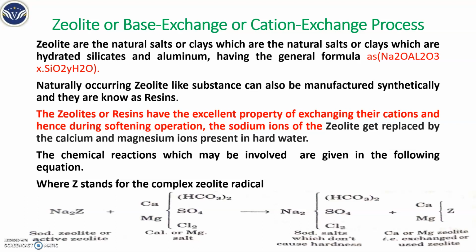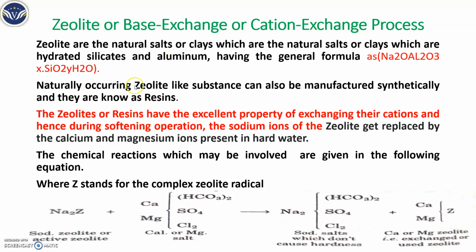So we are continuing the previous video itself. In the previous video we have seen the lime soda process for removing permanent hardness. Now we are going to the zeolite or base exchange, or cation exchange process. Here it is the second method of removing permanent hardness. So what it is and all we are going to see in this video.